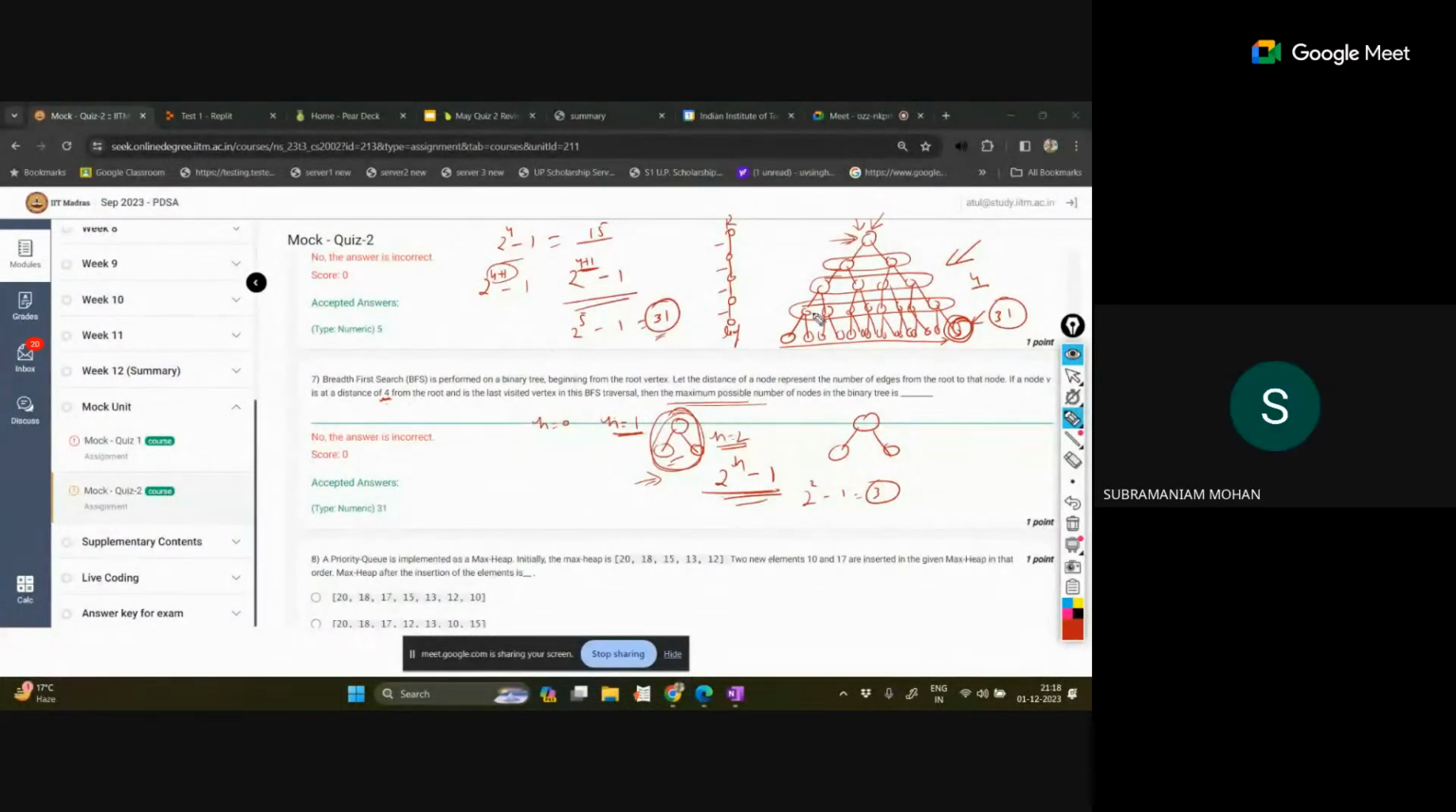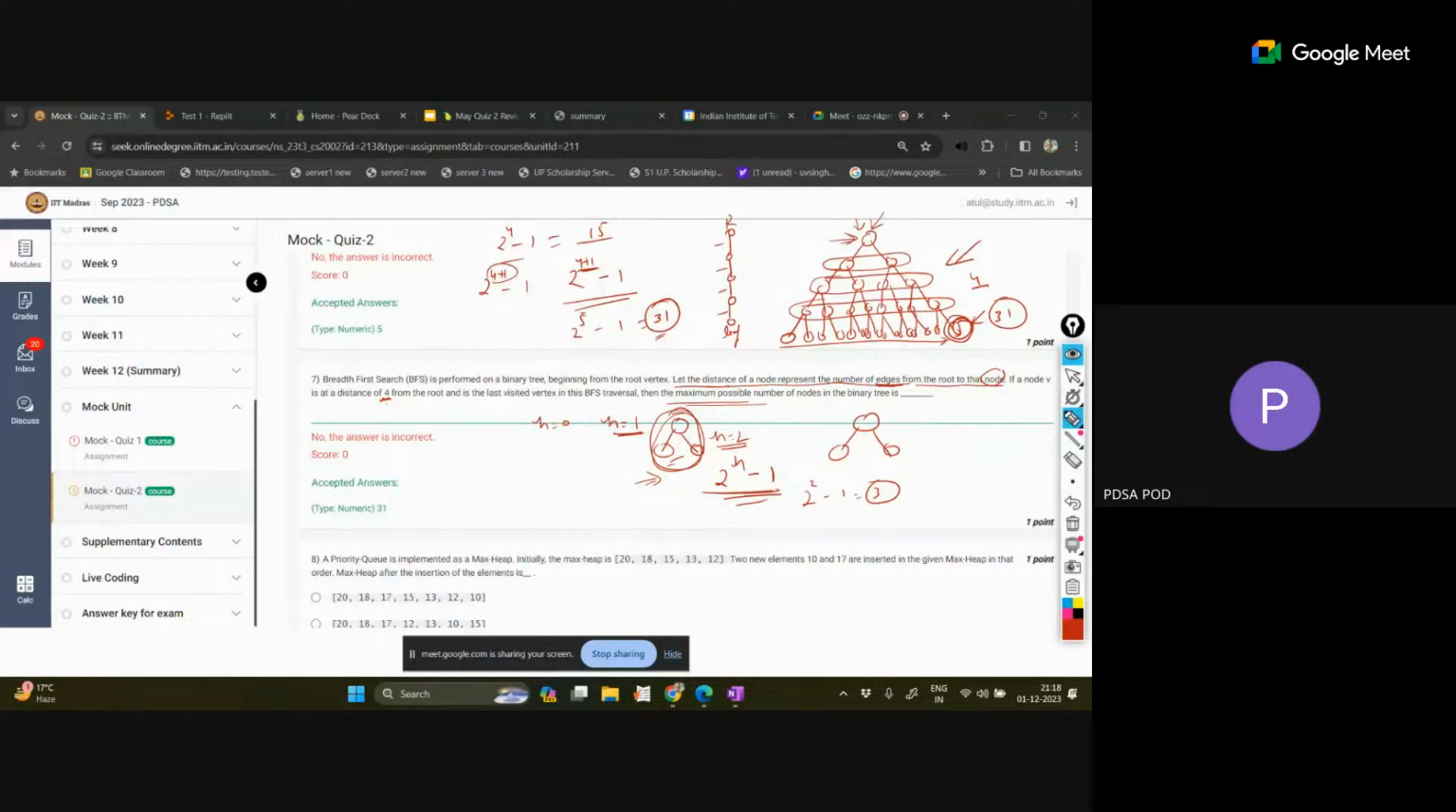Here, this distance definition is given. If you read this statement, the distance of a node represents the number of edges from the root to that node, the last visited node. So you are counting the edges here, not the nodes. Yes. Because of that, we will add 1 in the formula.